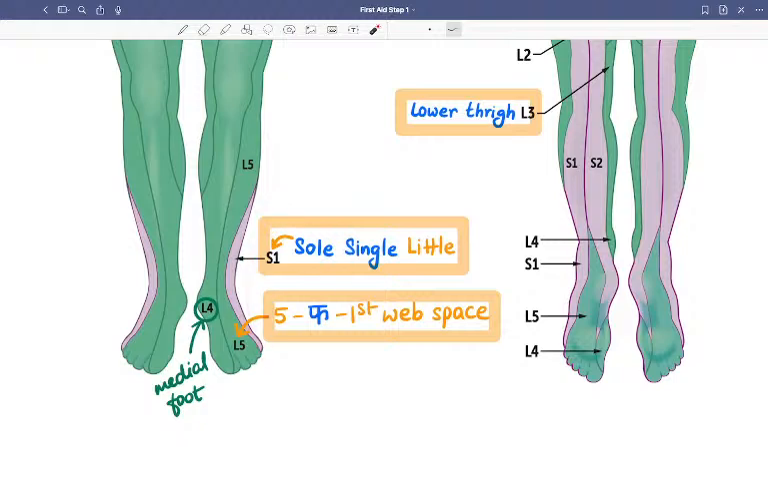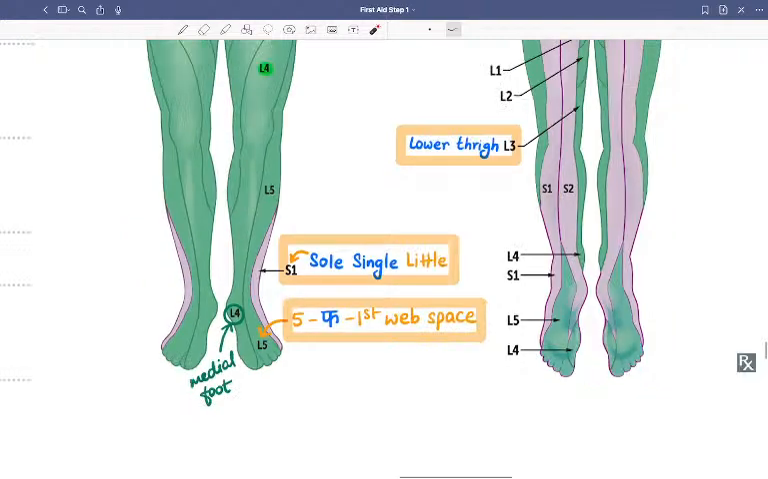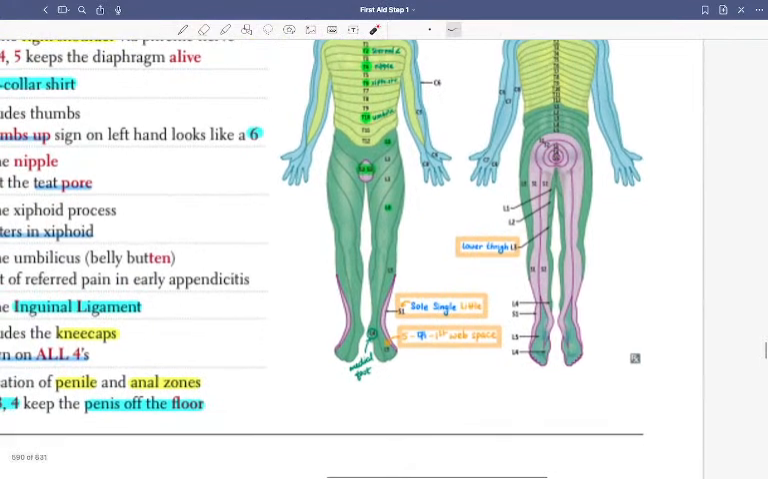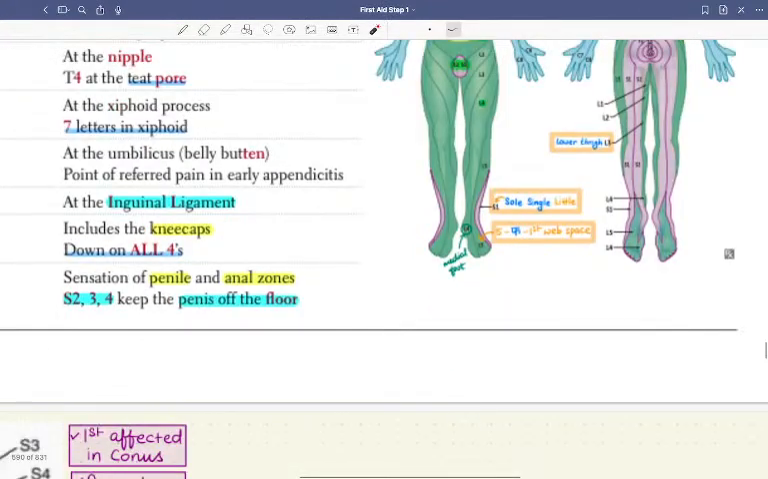And the little finger. Next is fur. So L5 is the first web. Fur in Hindi is 5. So L5, first web space. So fur 5, first web space, so L5. We are in the leg, so L5. Alright.